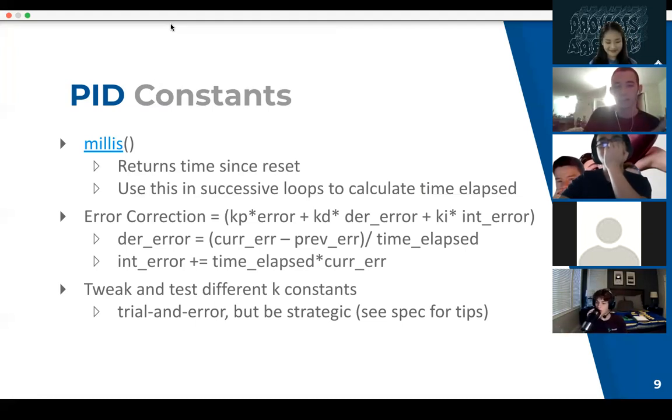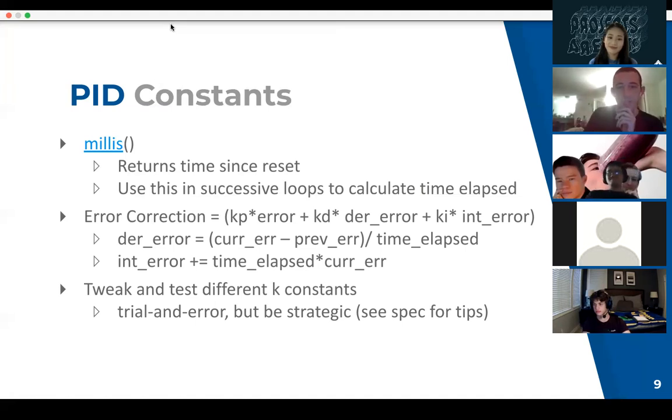So that makes a sort of linear model of the derivative. And then the integral is cumulative, so the integral is equal to the integral plus time elapsed times the current error. That's kind of like the Riemann sum, if you guys remember that. The time elapsed is the width, the amount of time since the last error, and the height would be the current error.